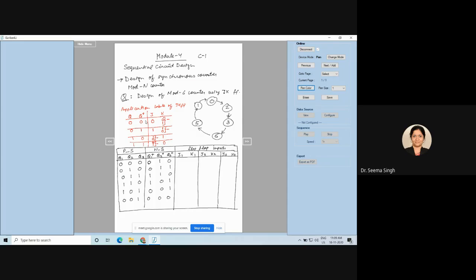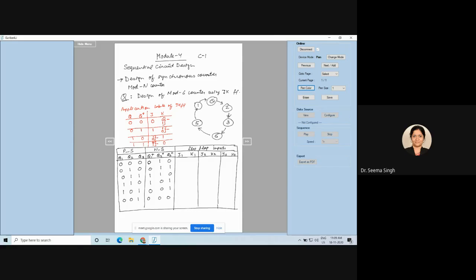Now, what you have to remember is: 0 to 0 means 0 and don't care. Dash means don't care here. 0 to 1 means 1 and don't care. 1 to 0 means don't care and 1. 1 to 1 is don't care and 0. With this application table, you need to fill these 3 columns.